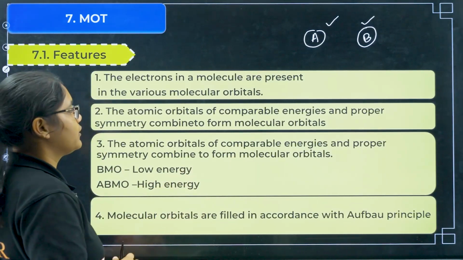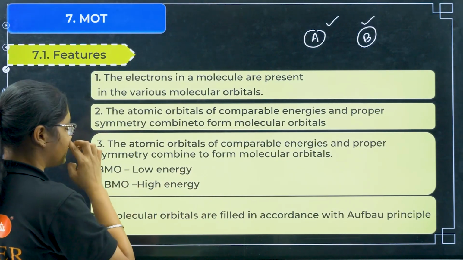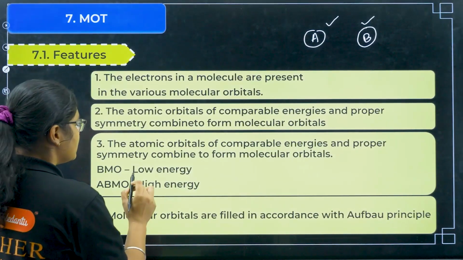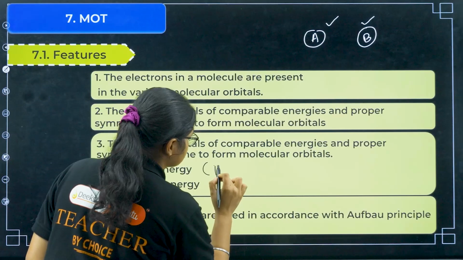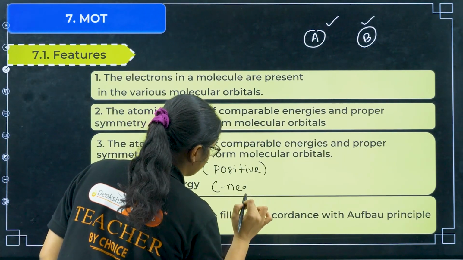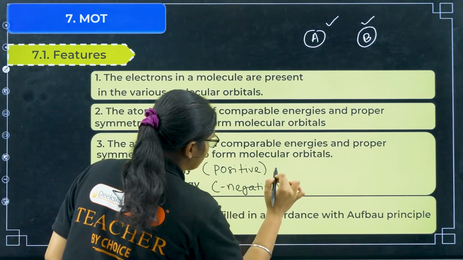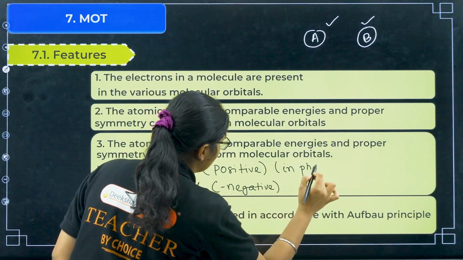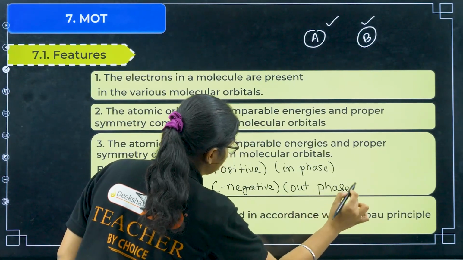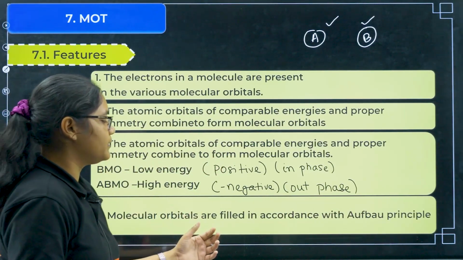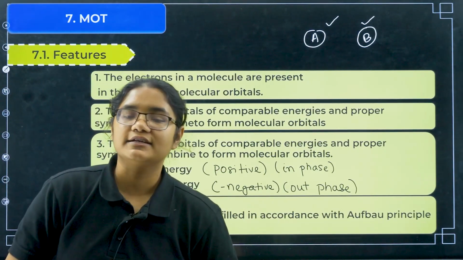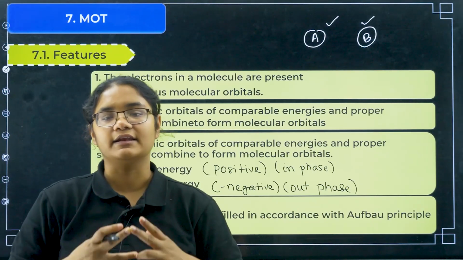Next, the atomic orbitals of comparable energy and proper symmetry combine to form molecular orbitals. So two types of molecular orbitals are formed. One is the bonding molecular orbital, which has lower energy, and the anti-bonding orbital, which has higher energy. Now the bonding molecular orbital is positive overlap and the anti-bonding orbital is negative overlap. This one is called in phase and this is out of phase. Next, molecular orbitals are filled in accordance with the Aufbau principle, meaning lower energy orbitals are filled first and then the higher energy orbitals.